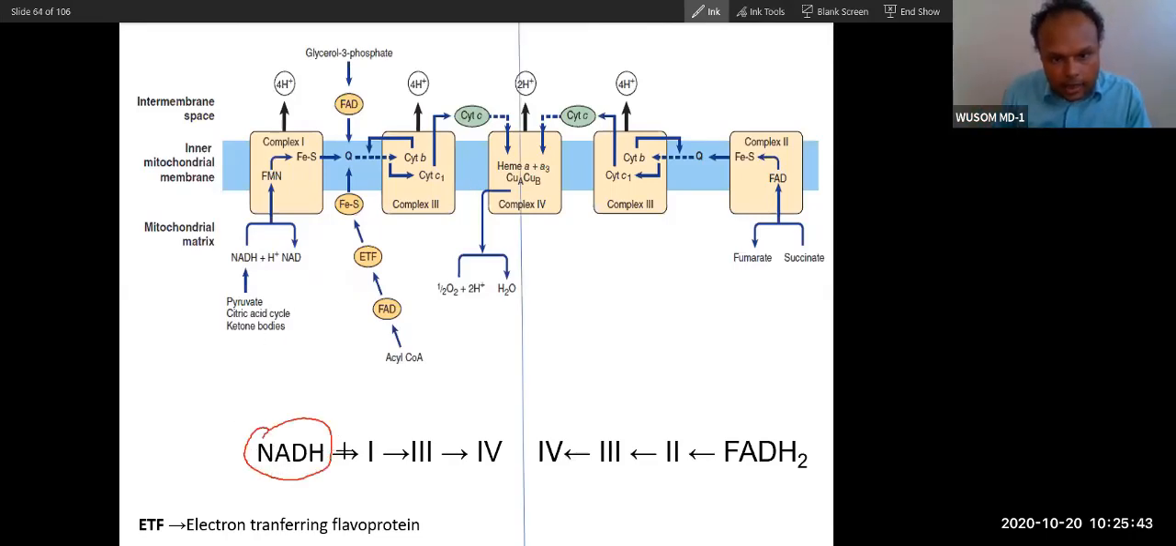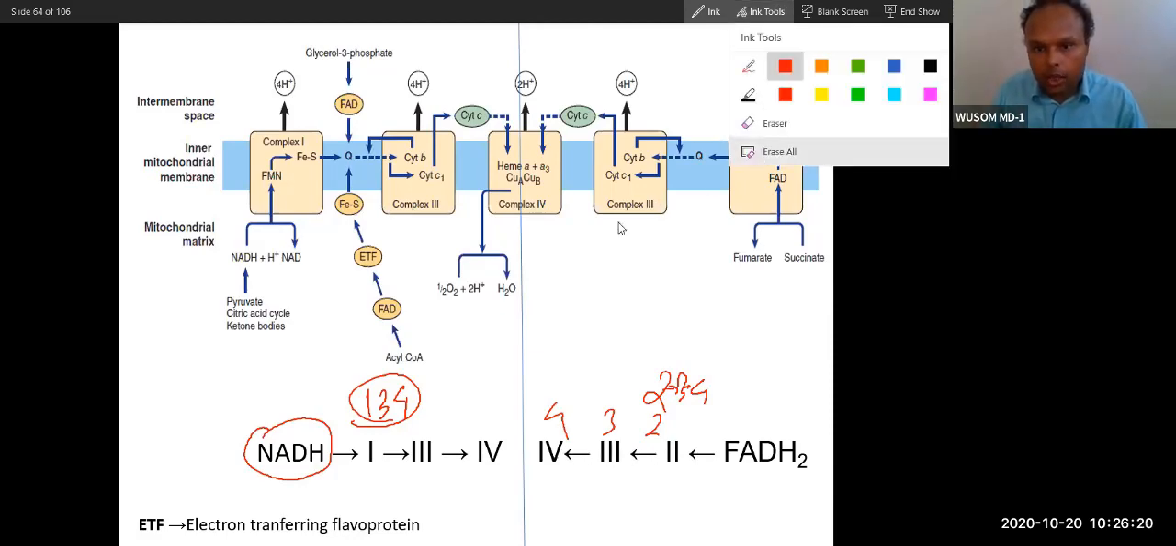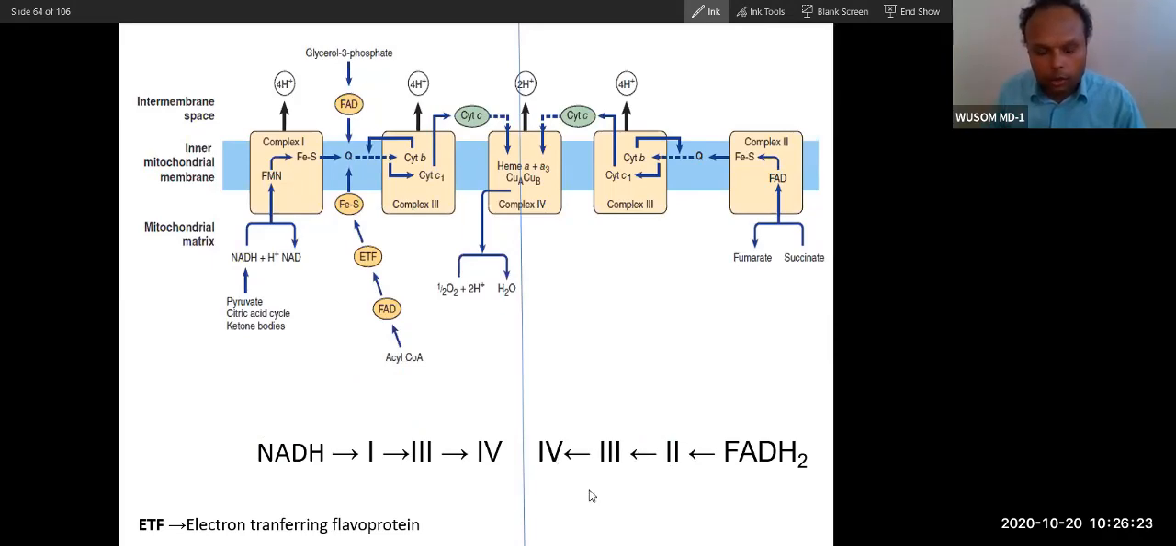From NADH, the electrons go into complex 1, 3, and 4. And from FADH2, it is 2, 3, 4. So you can remember 1, 3, 4 and 2, 3, 4. In the case of NADH, the electron movement will be from 1 to 3 to 4, and in the case of FADH2, the electron movement will be from complex 2, complex 3, and complex 4. Just memorize this: 134 and 234.